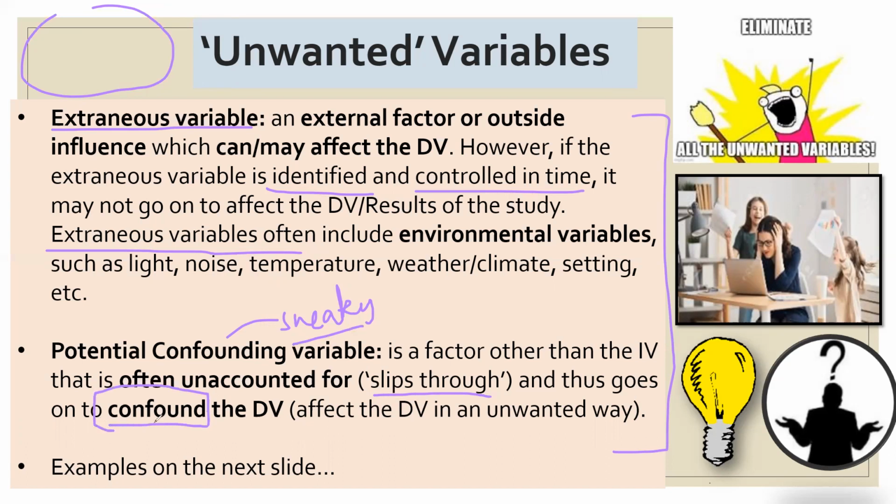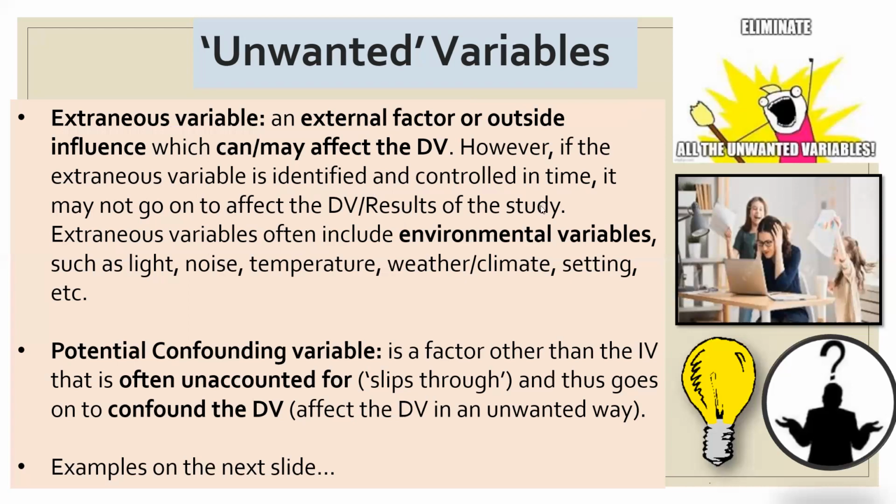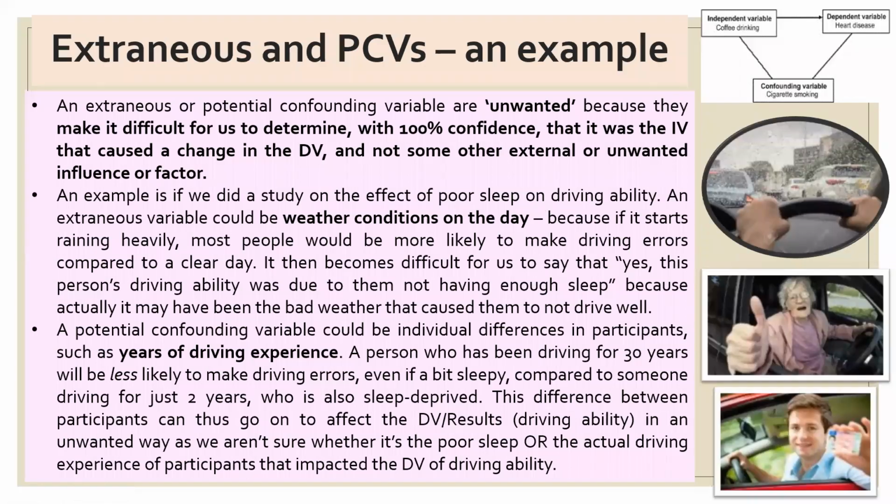When we say confound, we're saying that something is affecting the DV in an unwanted way. And obviously, whatever confounds the DV, it's not the IV, it's something other than the IV. Okay, so that's the basic idea of unwanted variables. All right, now we are going to look at another example here. This is the example from the slide, but I just thought I'd show you those extra examples just to really understand what it's about.